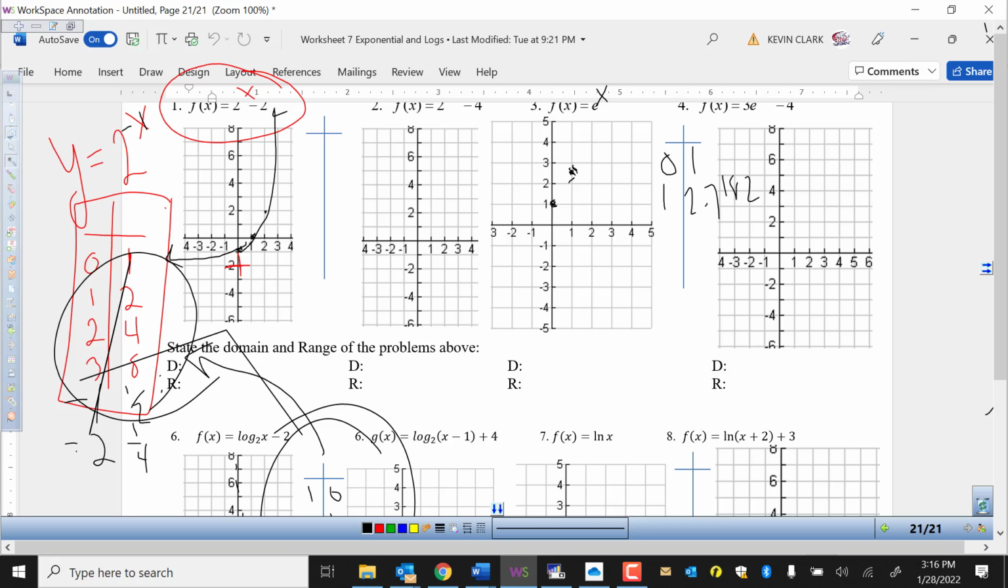You plug in 2. So you just got to take e to the second power. If I use my calculator and I press e to the second, it says 7.389056099. Anyway, just call it 7.4. So you go over 2, up 7.4, and you can see it takes off quicker than 2 to the x does.